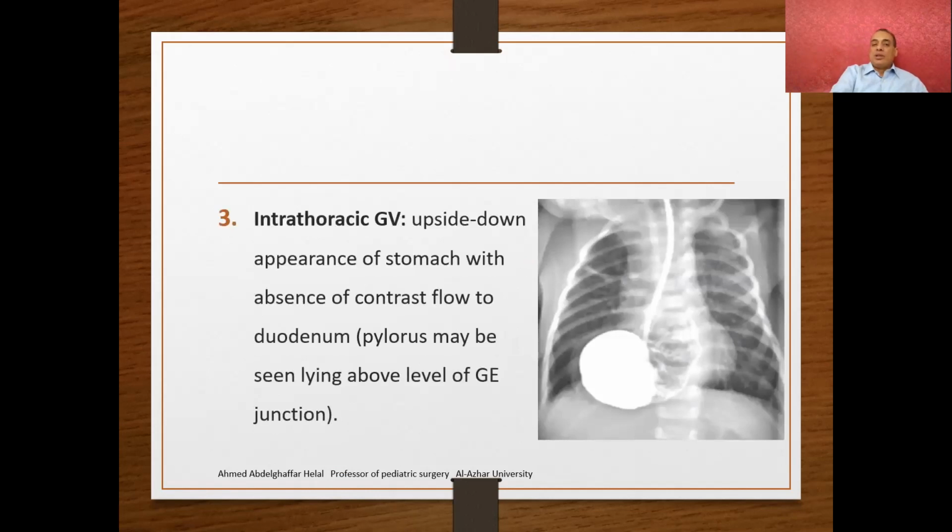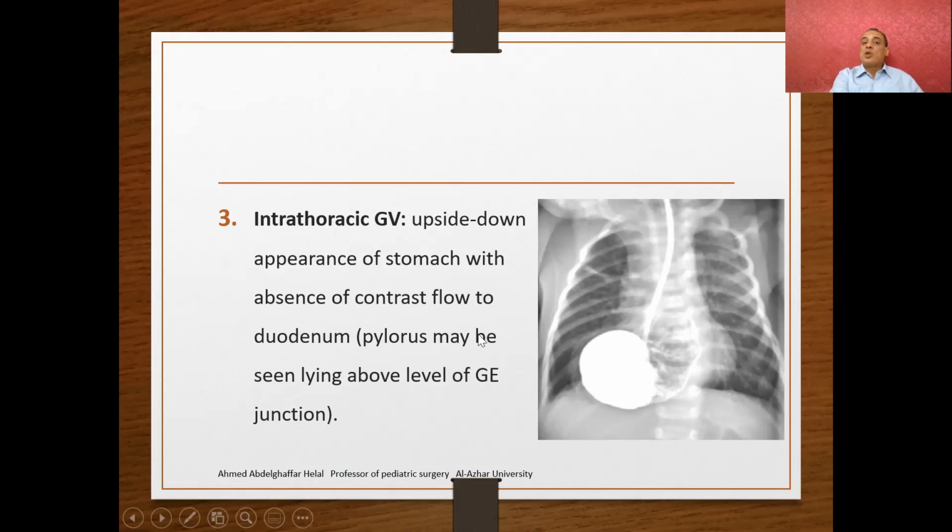This is very important: the intrathoracic gastric volvulus. Intrathoracic gastric volvulus means there is displacement of the stomach into the thorax, maybe due to paraesophageal hernia or diaphragmatic defect, and after that, the stomach undergoes volvulus or twisting. In the dye study, there will be an upside down appearance of the stomach, as we see.